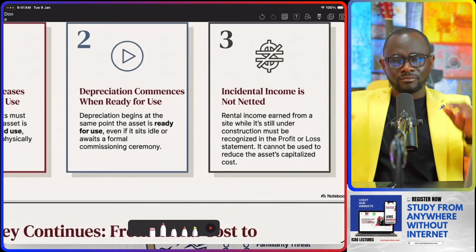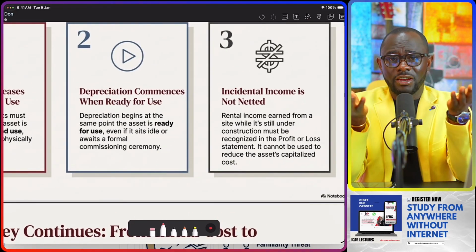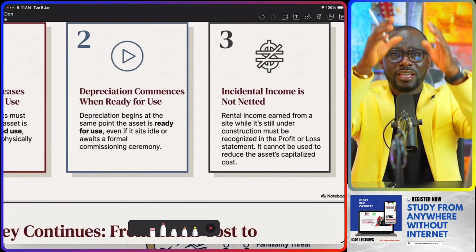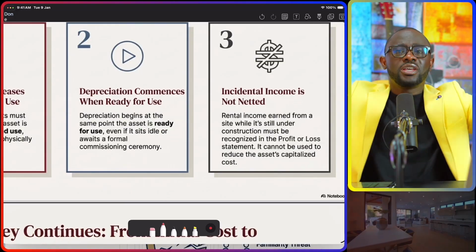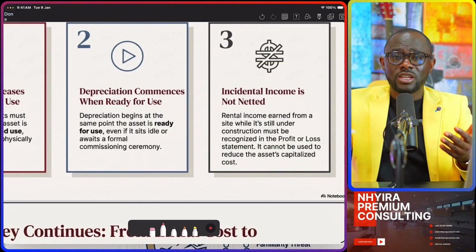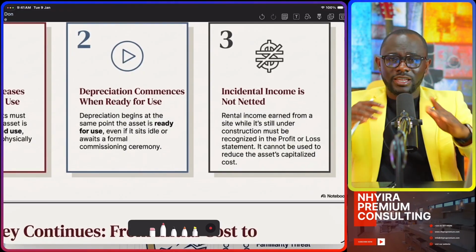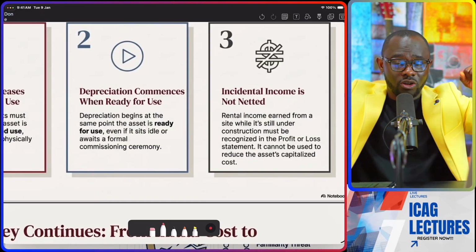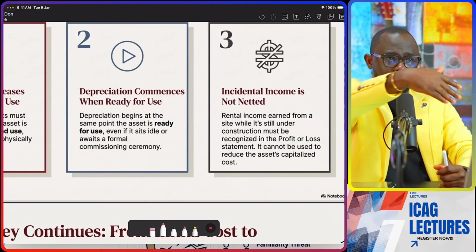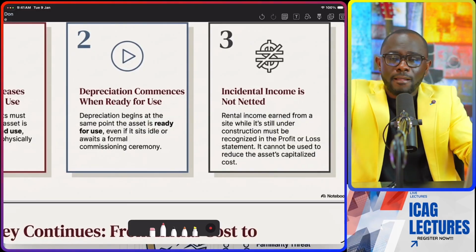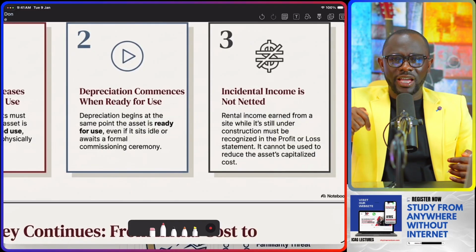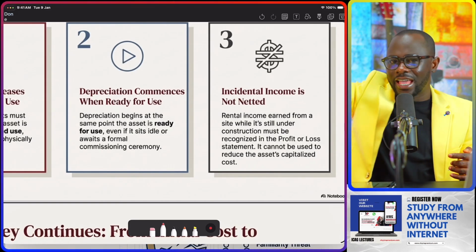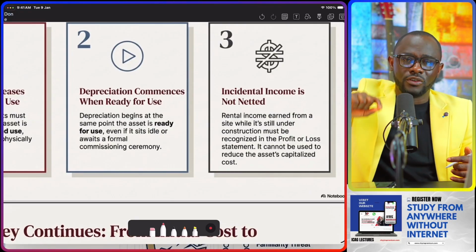And the last thing is that any incidental income generated, especially when we are dealing with construction of assets, will not be netted off against the initial cost. So, for example, we are building our head office. Then as construction is ongoing, someone comes to us and they are looking for somewhere to put some things. And so we rented the place out to someone to be able to put their things there, and they gave us some money. That income we are getting cannot be netted off against the initial cost of the building. It is other income. It will be recognized in the profit or loss account.